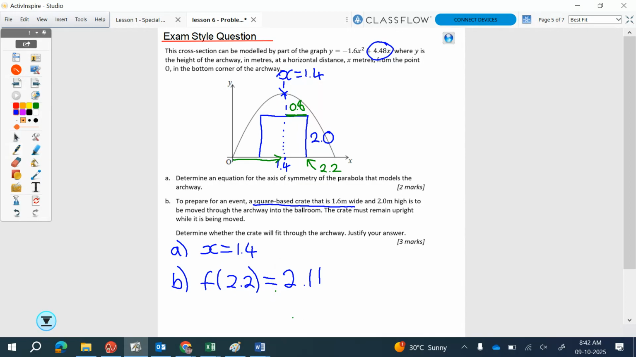Yes. Whenever you're doing a comparison, always include an inequality. Say that 2.11 is bigger than 2.0. Always do an inequality for a comparison. This implies it will fit.